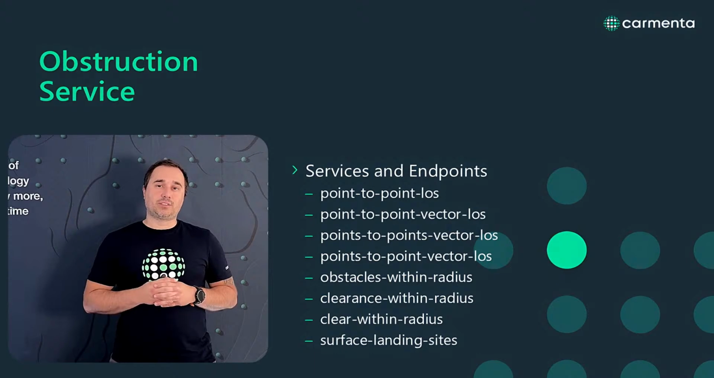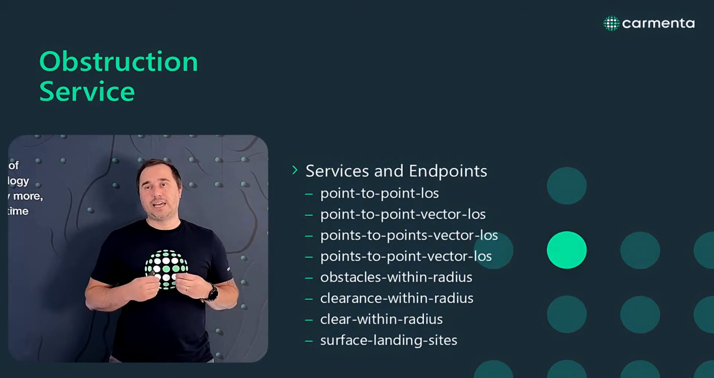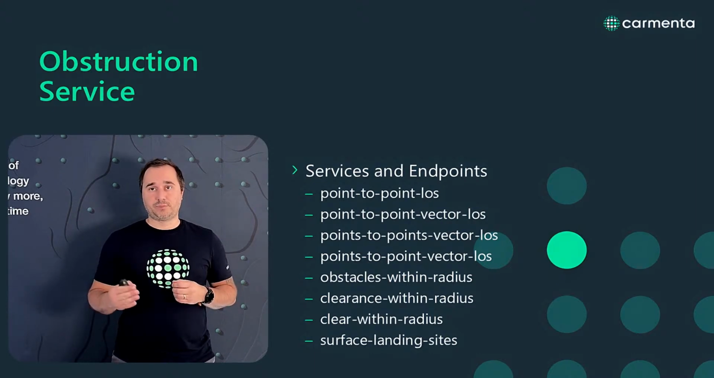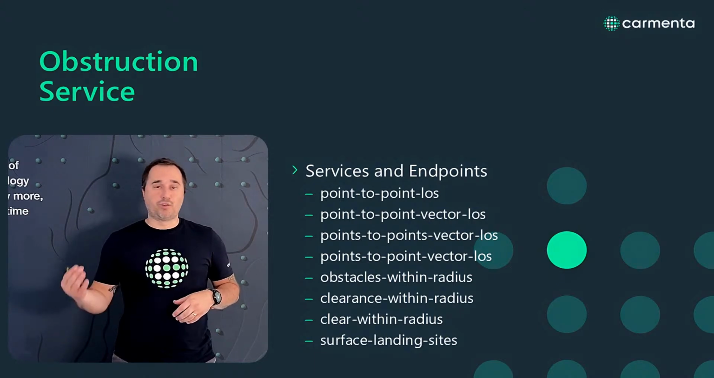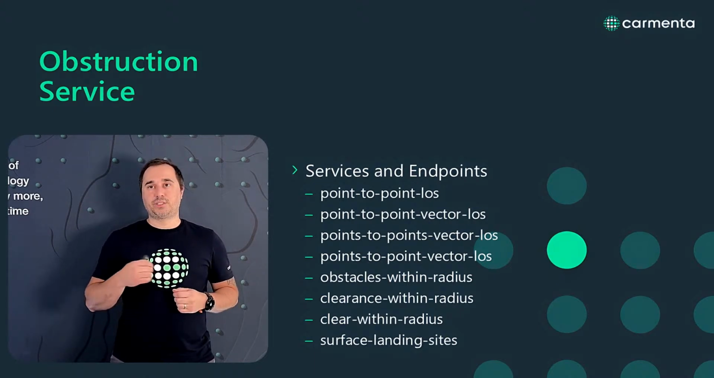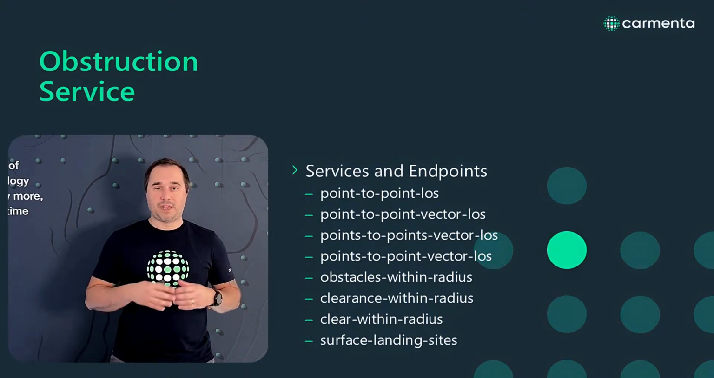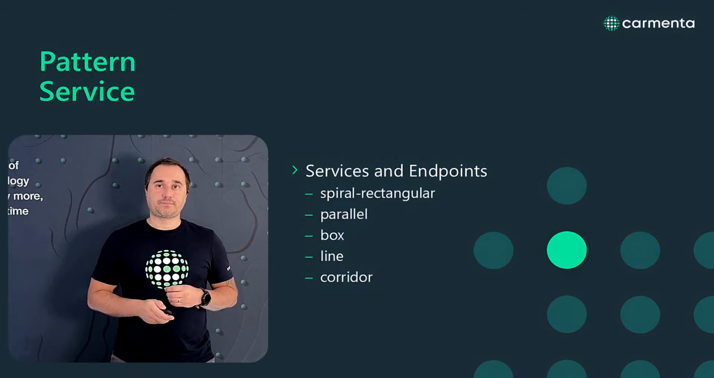Next service we've got is the obstruction service. This can be used to perform line of sight analysis, identify obstacles, and conduct obstruction analysis. So a few examples: to ensure unobstructed communication between the drone and ground control, detect potential collision risks along a flight path, optimize sensor placement for maximum coverage, or even to determine visual line of sight.